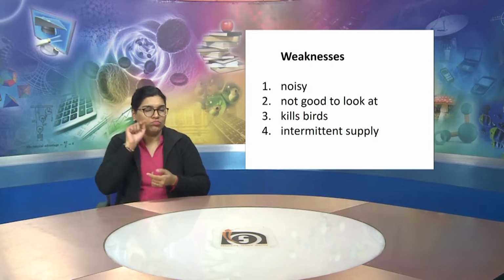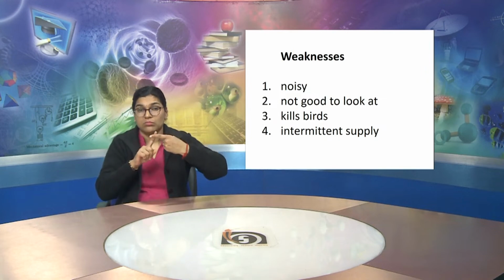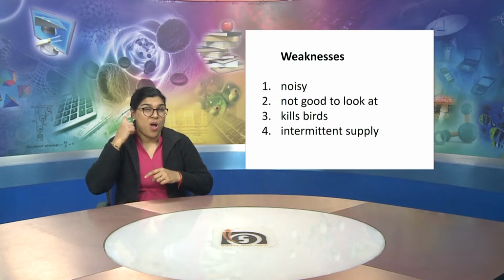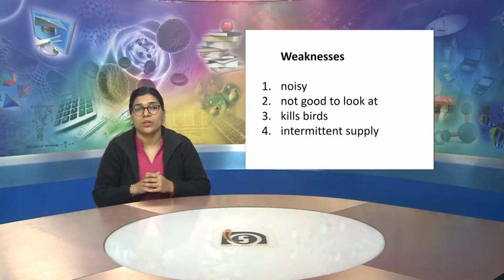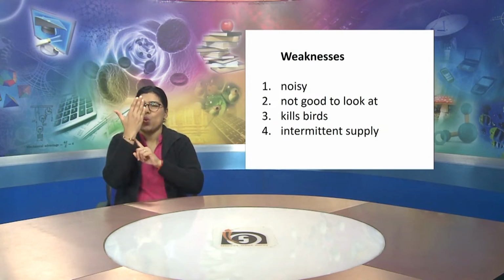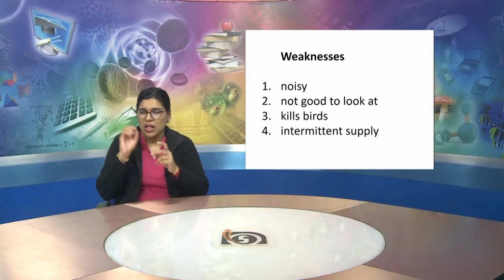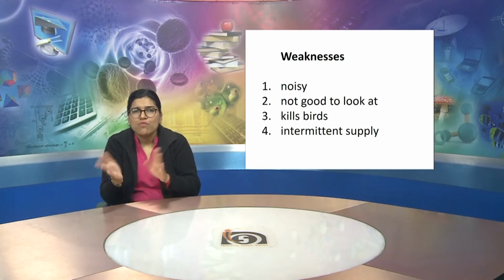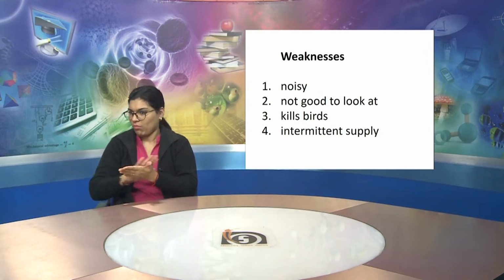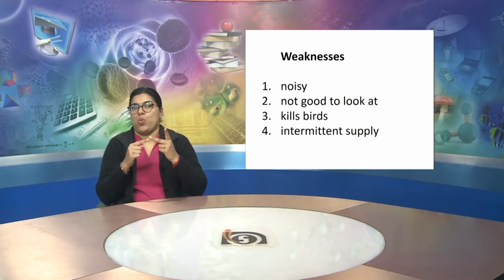Now let us see the weaknesses. So we will understand all these weaknesses in points. The first one is noisy. It has noise pollution. So that is why it is a weakness. The second point is it is something which is not good to look at because it is dirty or it is not clean, unclean you can say. So these are all the weakness points.